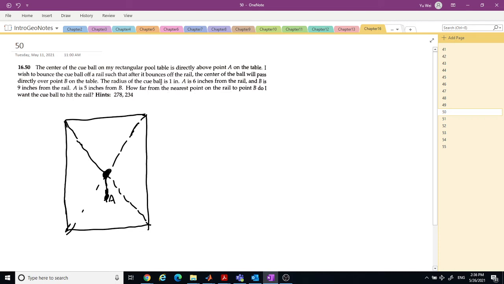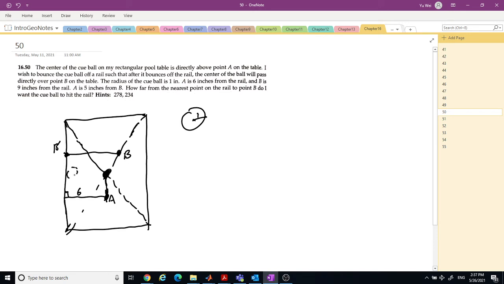The radius of the cue ball is 1 inch. A is 6 inches from the rail, and B is 9 inches from the rail. Let's pick a B that is 9 inches from the rail, and we want to find the nearest point on the rail to the point B. That is B prime. Let's say we want to bounce it to here.